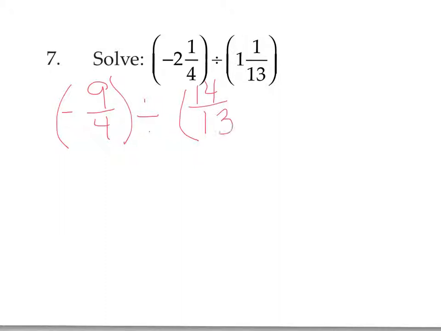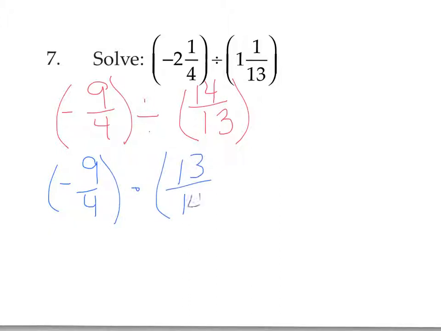This is 13 plus 1, 14 over 13. All right, the rule for dividing fractions is keep the first fraction, change to multiply, use the reciprocal, or flip the second fraction. So we have negative 9 over 4 times 13 over 14. Again, I would like to cross cancel, but there are no common factors here or here. So what do we have? We have 9 times 13.